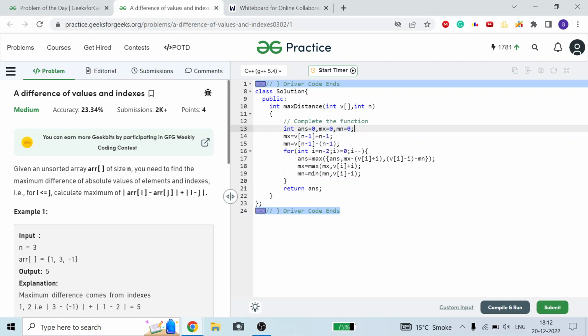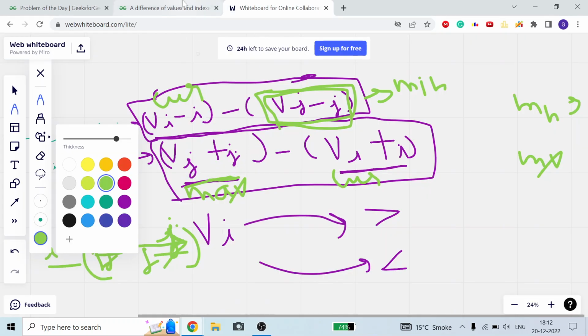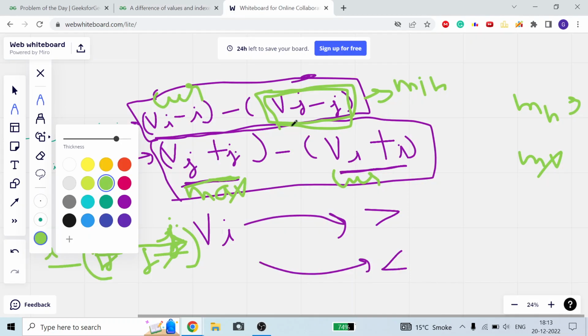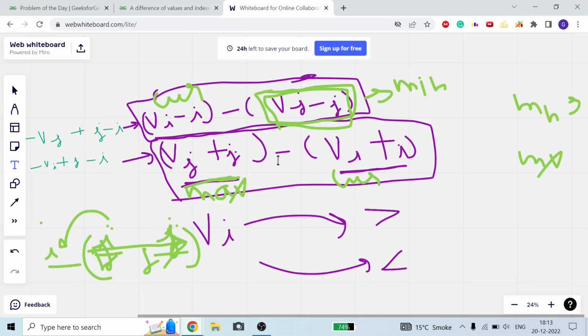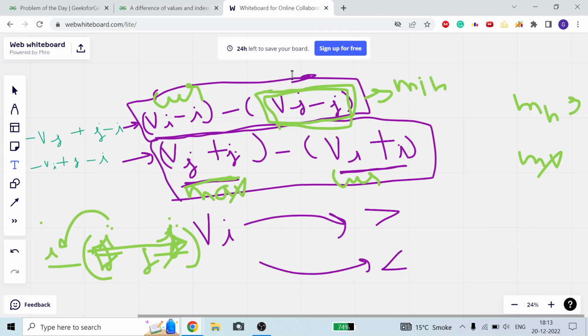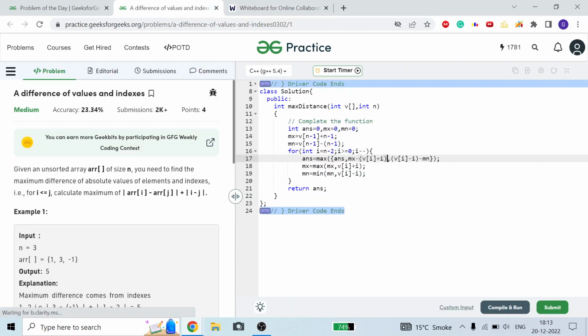Now for the last element, I am going to update mx as vj plus j, with n minus 1 as the index. You can see vj plus j, and the second one is vj minus j. Now for n minus 2 down to greater than 0, answer will be the maximum of answer, mx minus vi plus I, and the second condition can be vi minus I minus mn.